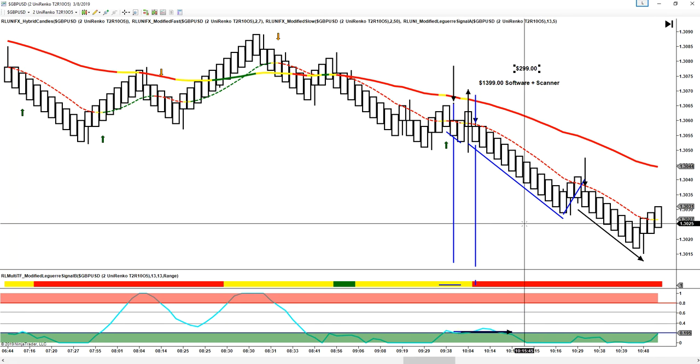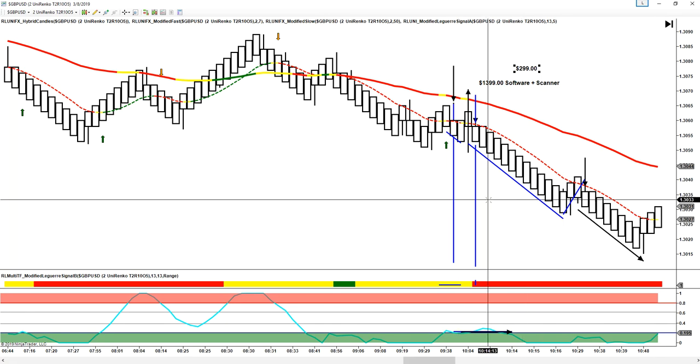If you wait for it to align, it's going to give you great trade setups.